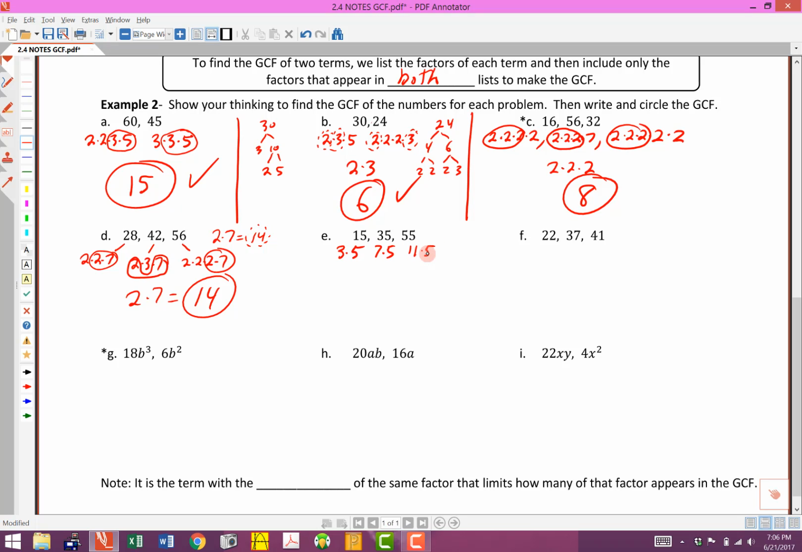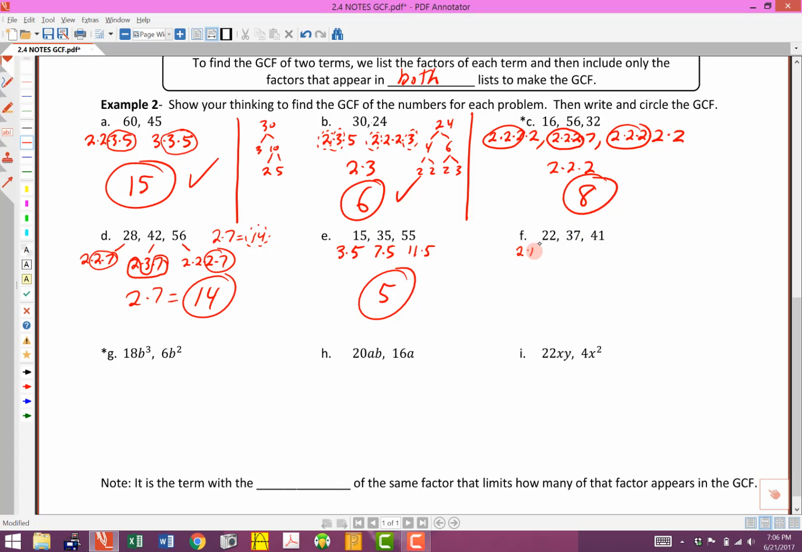Not too hard to prime factorize each one of those. You'll notice the only thing in common with each one of those is a 5. 5 is the biggest thing that goes into those evenly. Now this one looks a little bit tricky. You'll notice that we've got the numbers 22, 37, and 41. Now 37 and 41, those are not the nicest numbers.